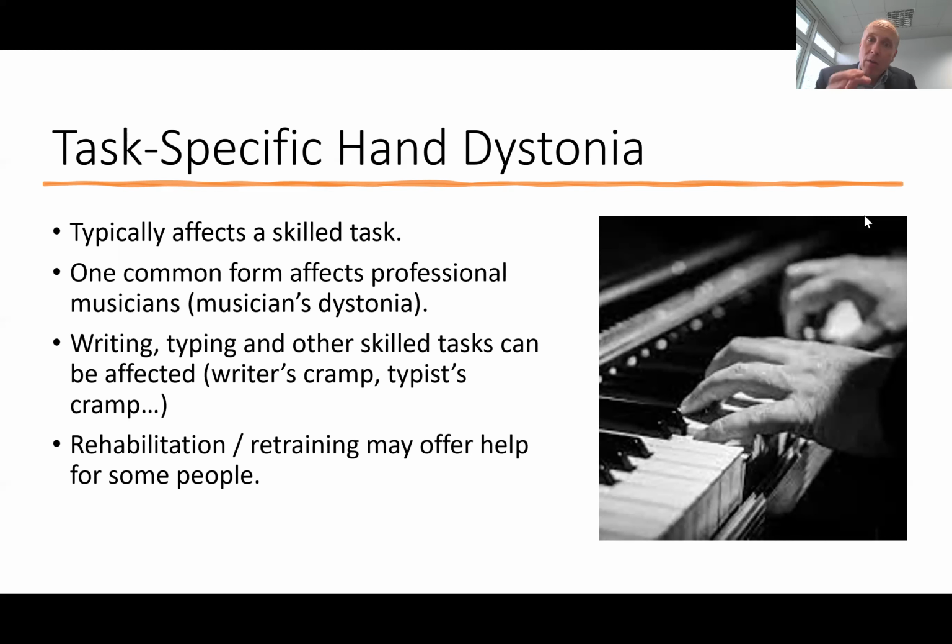Typically the problem is only present when playing the instrument, and when, for example, the hand is being used for another task, things are normal. So it's often only quite a subtle problem, but obviously for a professional musician, that can be a really devastating problem in terms of being able to perform. And there are people who do other tasks, such as writing, typing, and so on, so other skilled tasks can be affected by this condition. So it's one of those types of dystonia where, at least in theory, rehabilitation or retraining may offer help for some people, although it can sometimes be quite hard to get access to that sort of treatment, depending on where you live. But it's an important type of dystonia to be aware of.